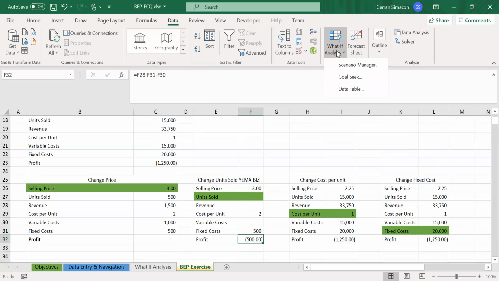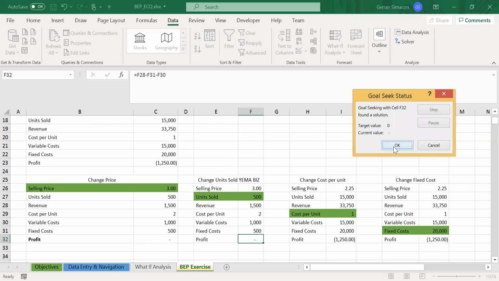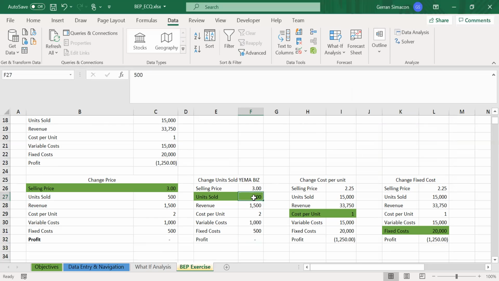What-If Analysis, Goal Seek. Okay, so let's set this cell here, our profit, to 0 by changing the number of units. Of course, it will be 500 units, it is already 500 here. But let's check. Alright, so 500 pesos, 500 units, right? This is 0.